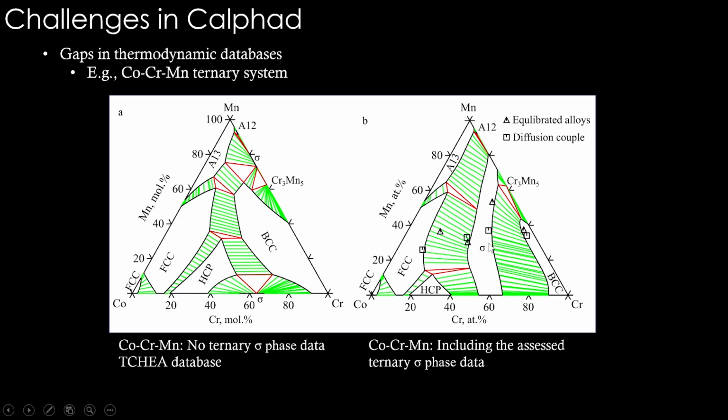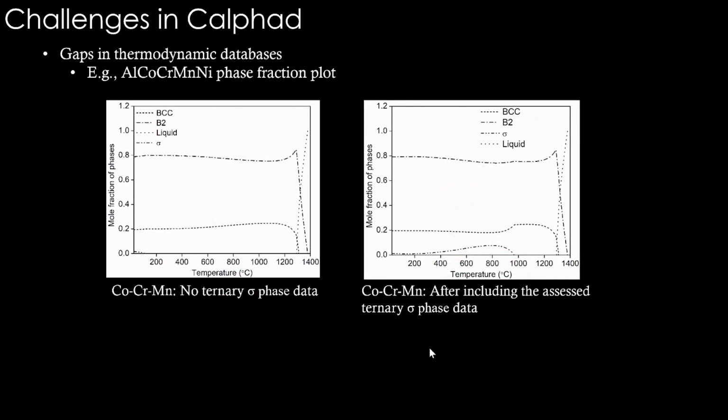So that is important. Otherwise this kind of ternary systems will have problems, and obviously this ternary can be part of a higher order system. For example, if we take this Al-Co-Cr-Mn-Ni system, these are the two phase diagrams, the phase fraction plots of it, before including that sigma phase description of this Co-Cr-Mn. The previous slide has the Co-Cr-Mn data. Without including that, this is what we get. No ternary sigma phase data is included in this. So there is no sigma phase seen.